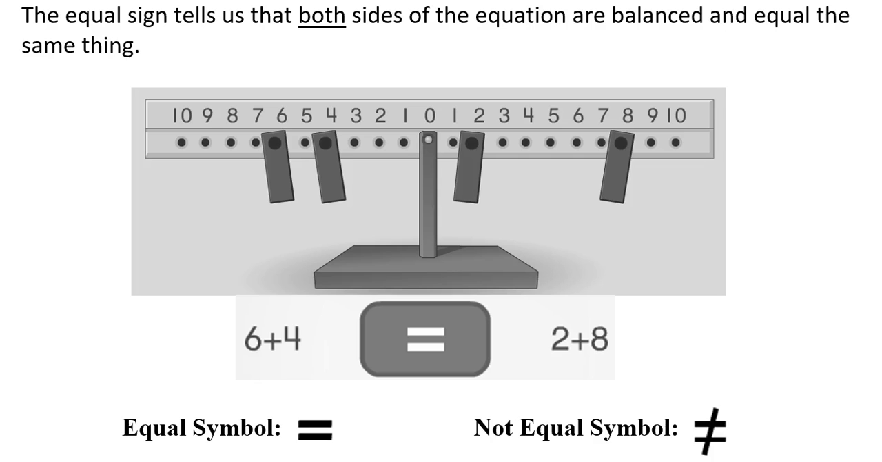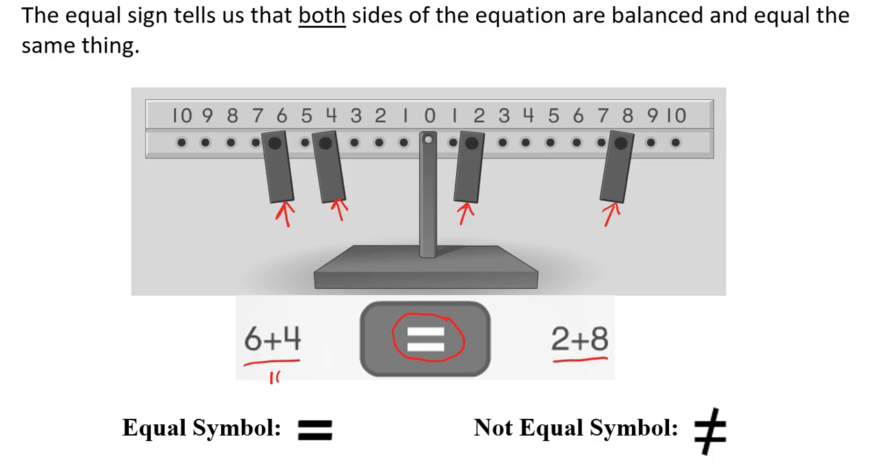You can see I have a picture of a balance. On one side, I have 6 plus 4. On the other side, I have 2 plus 8. You can see that the two sides are balanced, and that's what the equal sign represents. It means the expression I have on one side of the equal sign is balanced with the expression I have on the other side, meaning they both add up to the same thing.